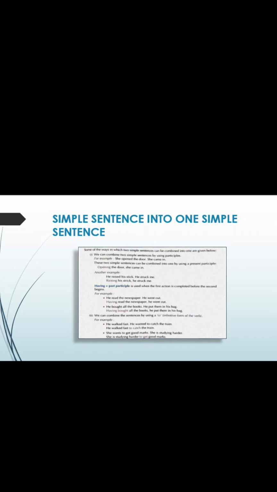Next, we could combine the sentences by using to with the infinitive form of the verb. So instead of saying he walked fast, he wanted to catch the train, we could say he walked fast to catch the train. So you see, we have combined it by using to with the infinitive form of the verb, right? So this is making two simple sentences into one simple sentence.